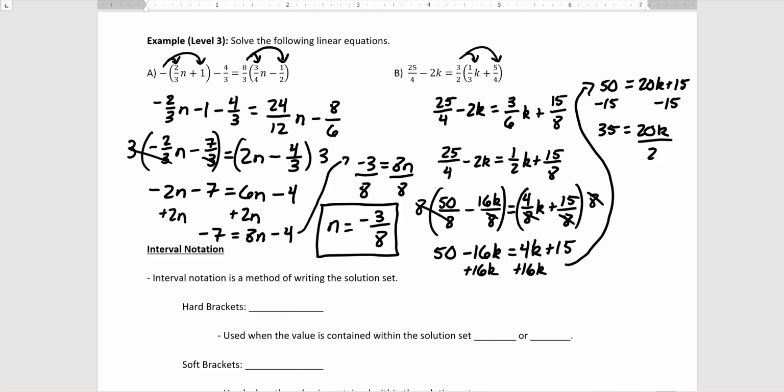To get k all by itself, divide by 20, divide by 20. That we can definitely simplify, and we find that k equals 7/4. One solution, 7/4. All right, hopefully we're feeling pretty confident about this.